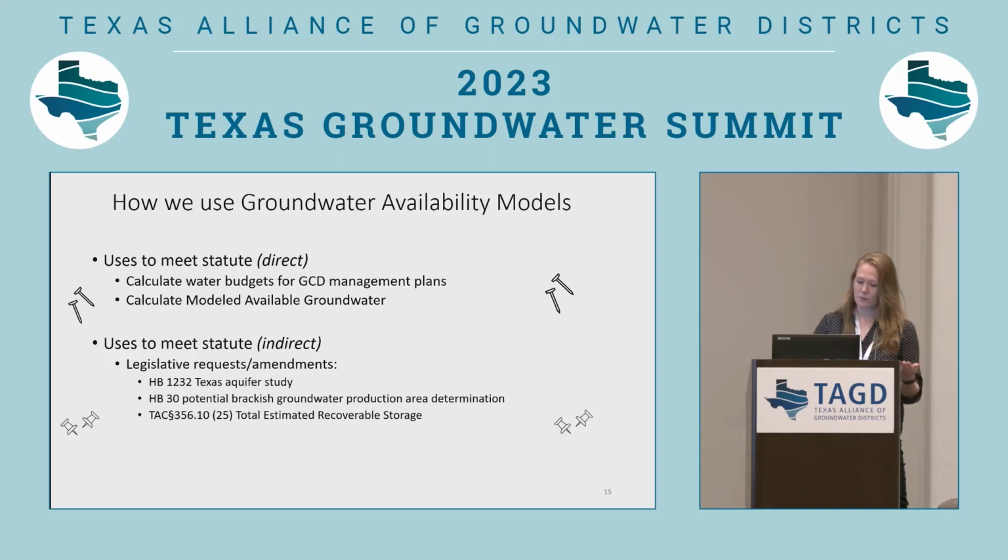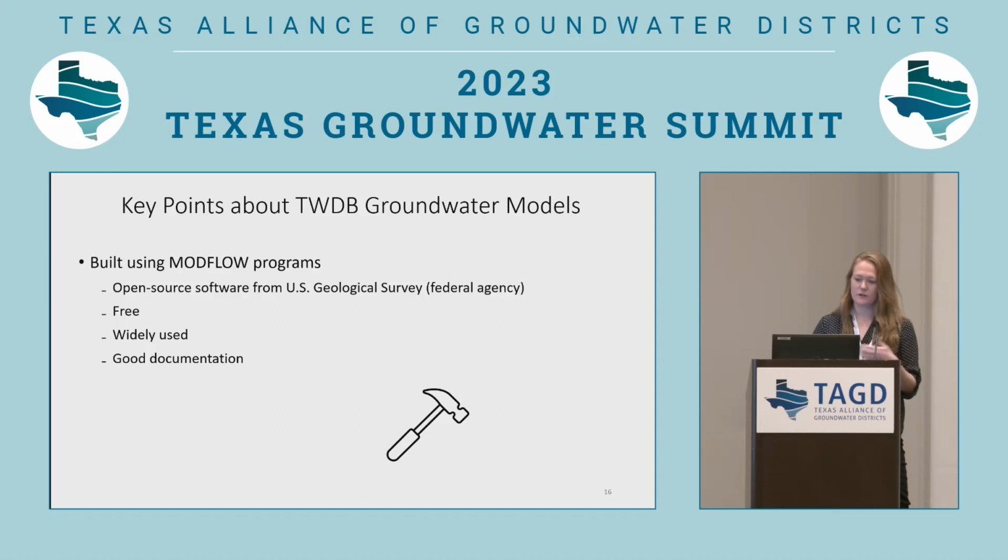So one of the things that's important to us is having a tool that's easy to transfer. So if your friend borrows a hammer, you don't have to give them a hammer user's manual, right? They probably know how to use it. So to make our models more accessible, we do build them using MODFLOW programs. This is open source software from the USGS. It's a federal agency. They're great at documentation. They update it pretty regularly. It is free, which is always good. And you may not have heard of it, but I guarantee you, if you talk to any hydrologist in the room, they have heard of it. They know how to use it. It's easy to transfer to them.